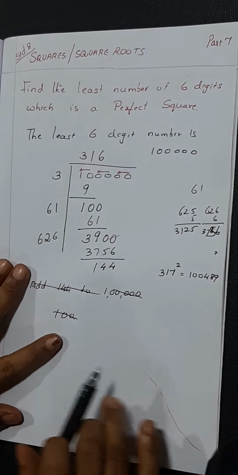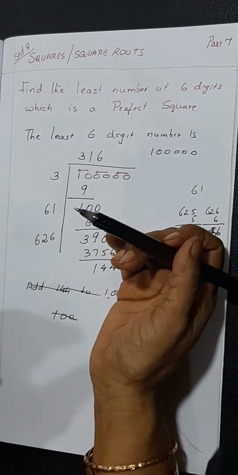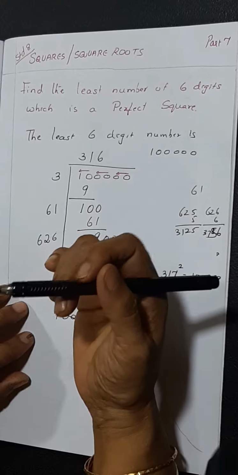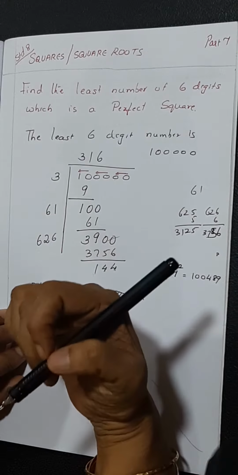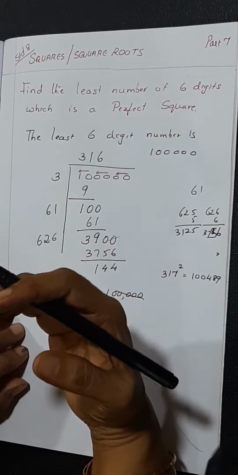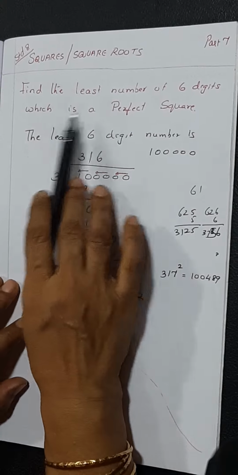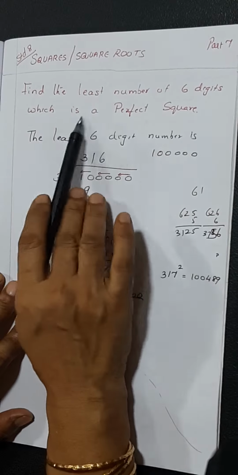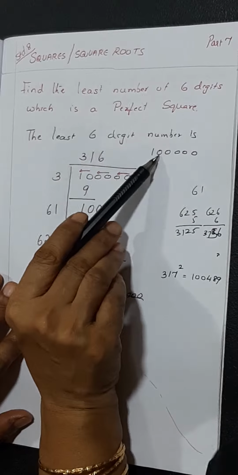So in part 6 we had done the long division, some varieties of problems related to the long division method, that is to find the least number to be added or subtracted to a number so that you get the next perfect square. This is also similar to that problem only. Find the least number of 6 digits which is a perfect square. So here the least 6 digit number is this.